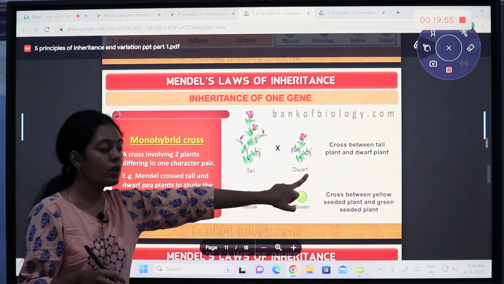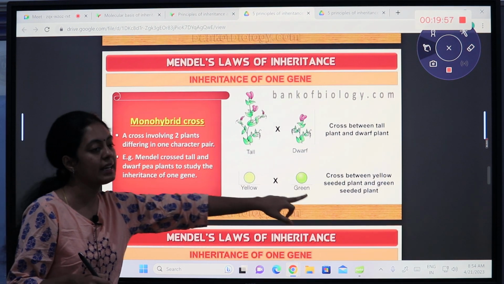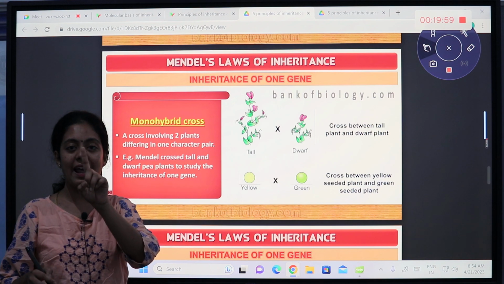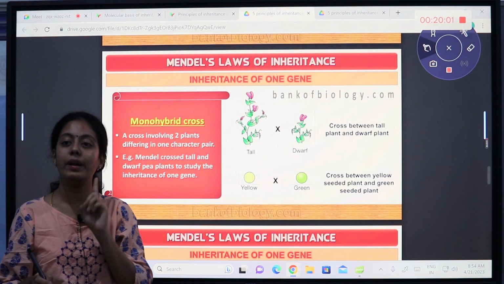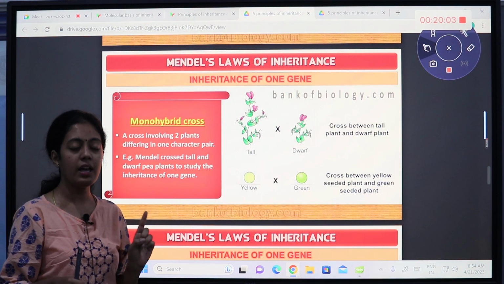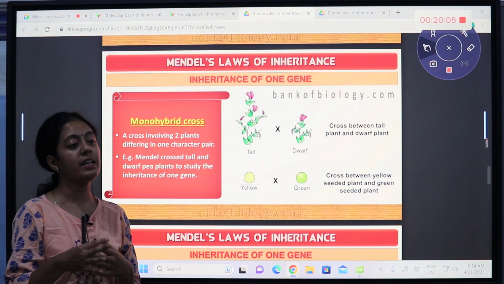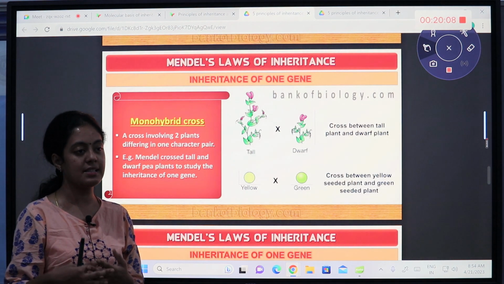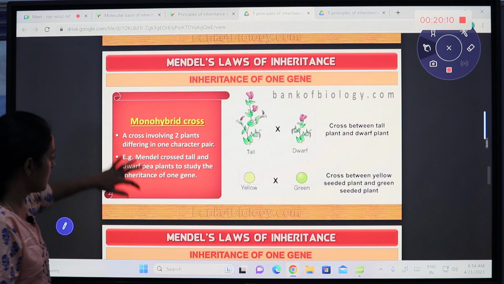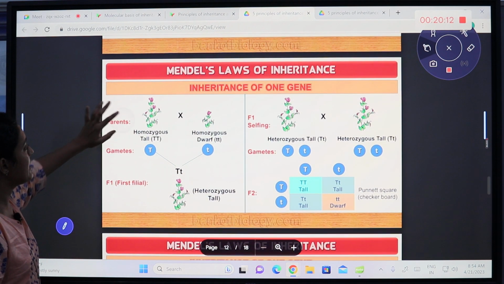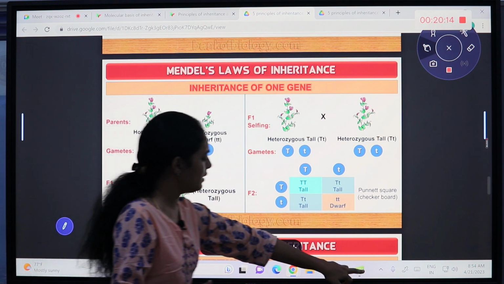Dwarf plant. Okay, so what is that? Or yellow and green. Choosing one character is called a monohybrid cross. Okay, what is a dihybrid cross? Choosing two pairs of contrasting characters is a dihybrid cross. Okay, let's try to understand this. This is very simple.